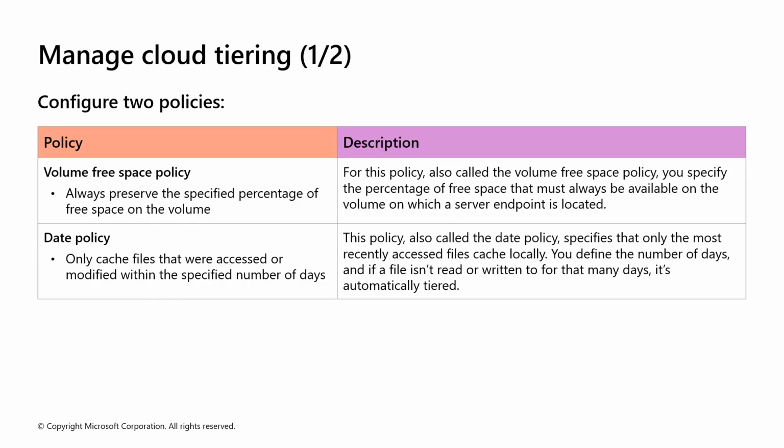Cloud tiering helps optimize local storage by automatically moving less used files to Azure. There are two main policies. Volume free space policy: always keep a specified percentage of free space on your server volume. Date policy: only cache files locally that were accessed or modified within a set number of days. Cloud tiering ensures your servers have enough space and that frequently accessed files are always available.